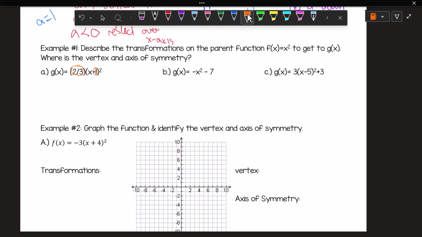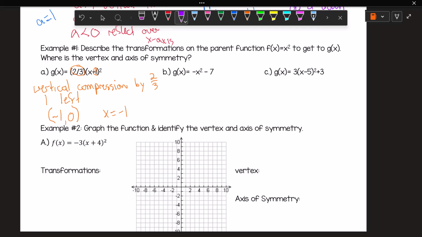The 2/3, because it's less than 1, tells us we have a vertical compression, meaning it got wider by 2/3. And that plus 1 tells us we went 1 to the left. So our vertex is at -1, 0. Axis of symmetry is x equals -1. Don't forget the x equals. Otherwise, it's just a number. It's not a line.